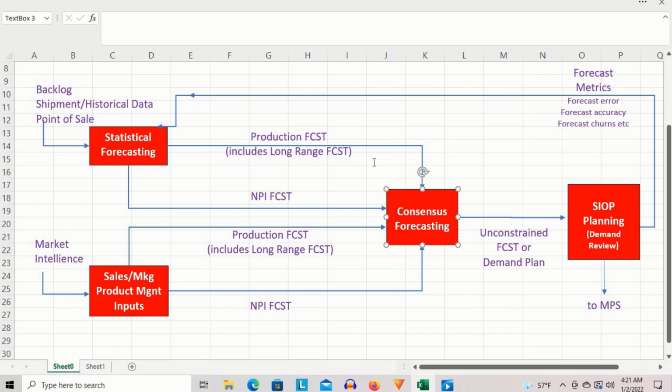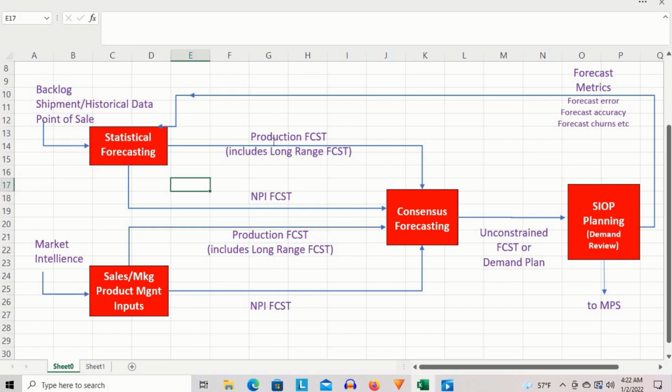When we generate a forecast, the forecast has two components, right? One is production forecast and the other one is NPI forecast. NPI forecast means forecast for new products. For those new products, we don't have the historical data to generate statistical forecasts. So in those cases, we have to use different techniques to develop NPI forecast. I'm not going to go into that detail. That's not the topic of today's call. But in future videos, I may give you some details on how we can do that. So you have two forecast components, right?